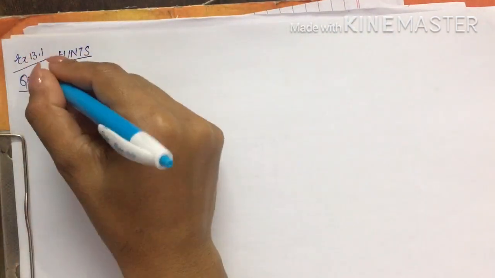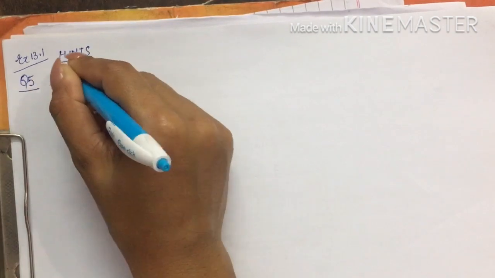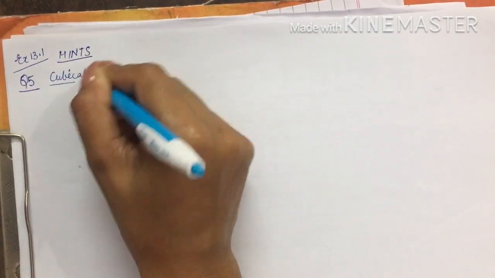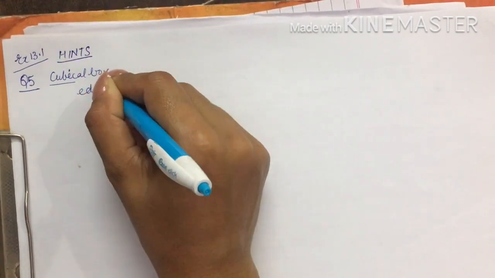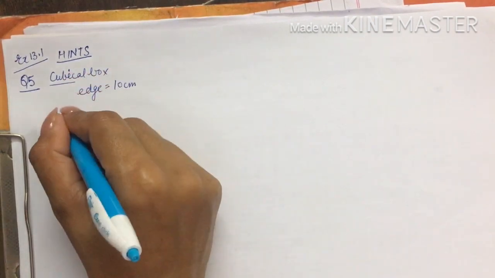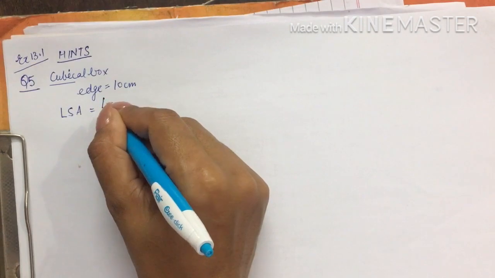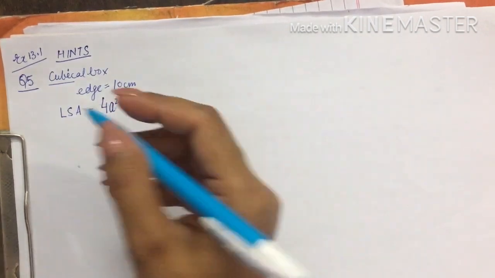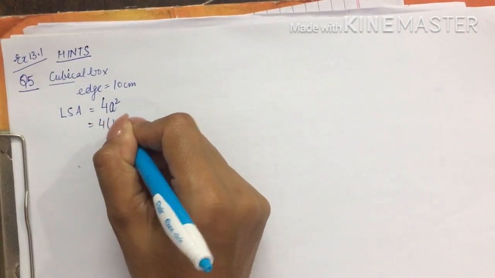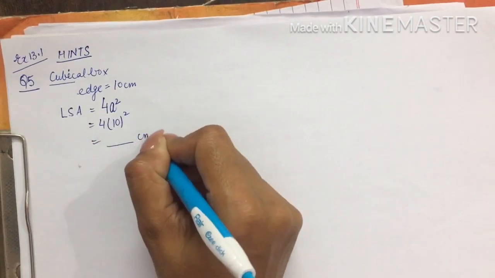So I'll just quickly write down the clues for this. You could do it side by side. For the cubical box, the edge is given as 10 centimeters. So you could find out the lateral surface area, which will be 4 times side square, which is 4a square. So this will be 4 into 10 square. You can solve it.